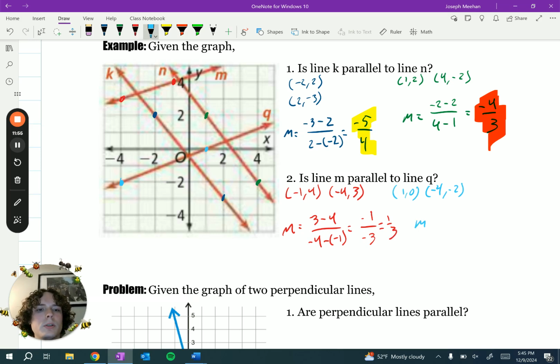Then the slope of Q is -2 minus 0 over -4 minus 1, so -2 over -4 equals 1/2. So again, M and Q, I think they look parallel on the graph, but they aren't parallel because they have different slopes. We may not see it right now, but if we extended that graph long enough, they're going to intersect.